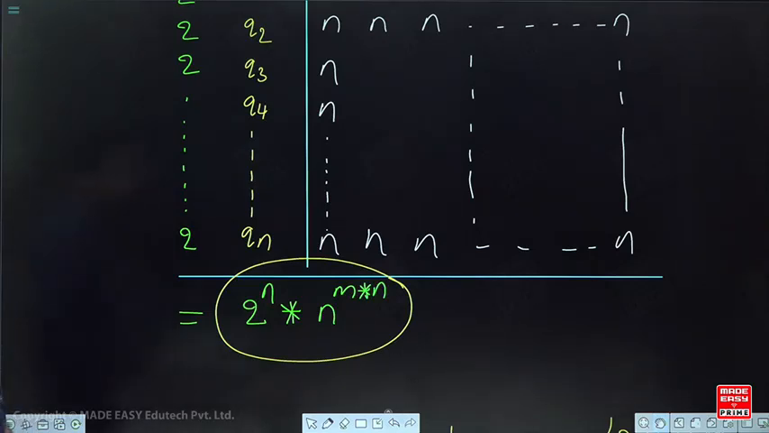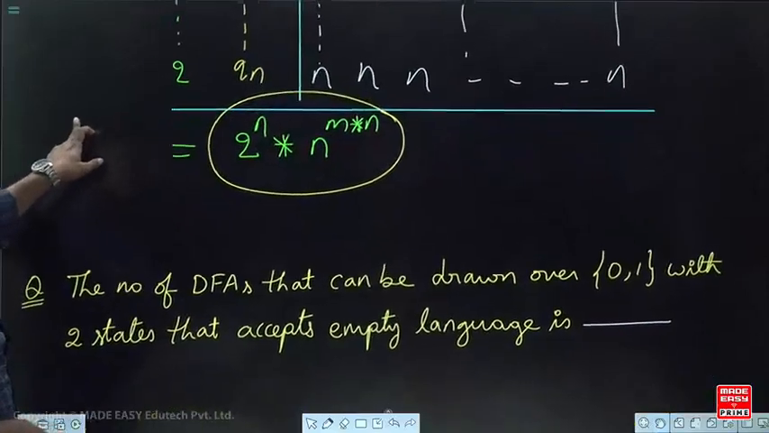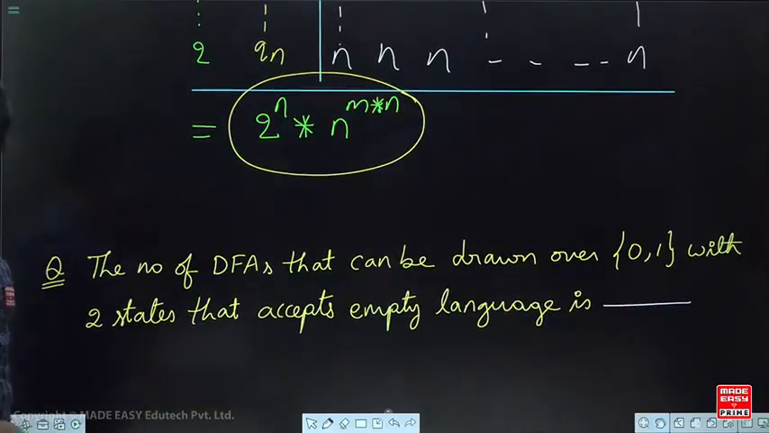Okay guys, that's all. You just try this question. Try this question, guys. Try this question. And tomorrow we'll continue.